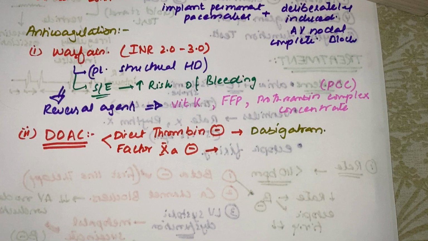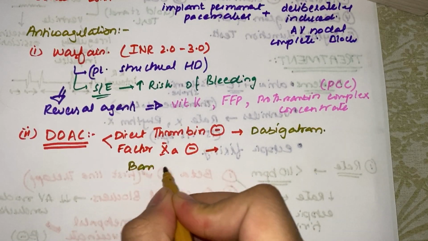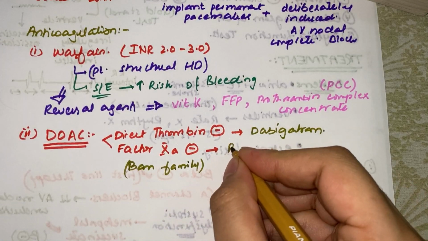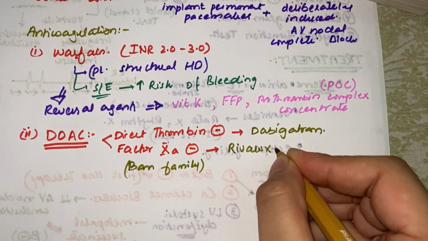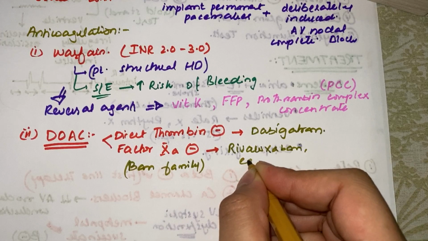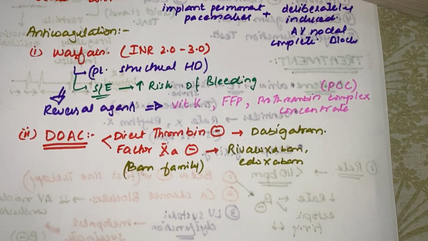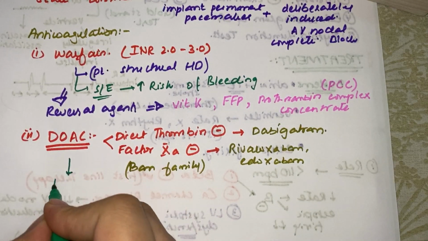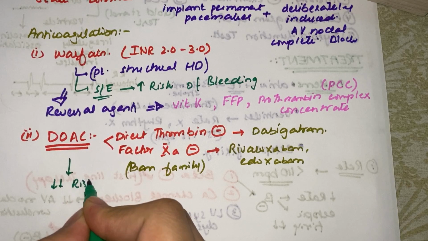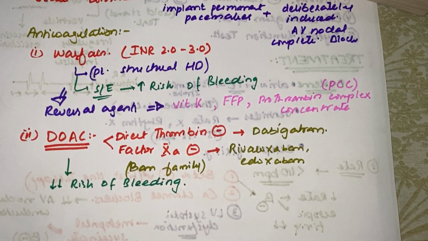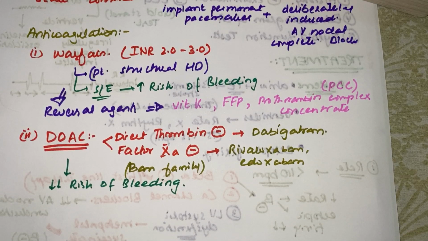So I'll write here, it's a mnemonic to remember it, that these are the BAN family. So the drugs are rivaroxaban, edoxaban. These are the direct oral acting drugs. Now the benefit of these drugs is that they have low risk of bleeding as compared to warfarin. So yes, that's why they are mostly used.